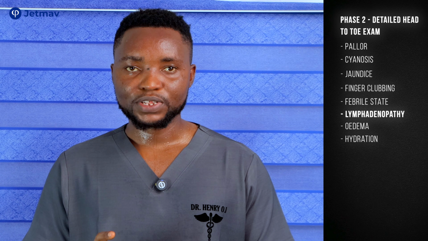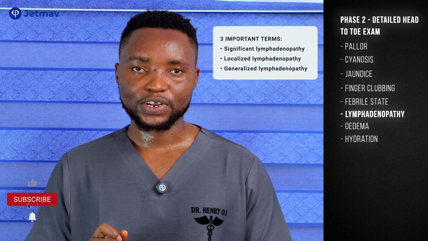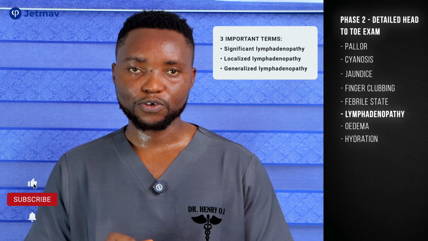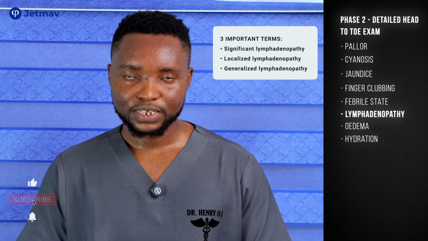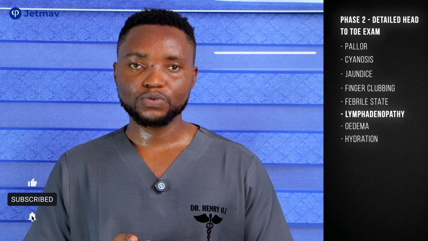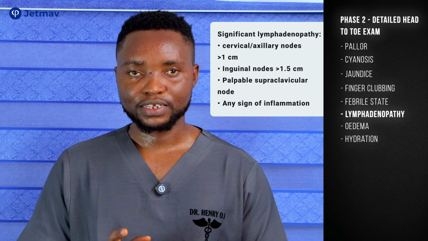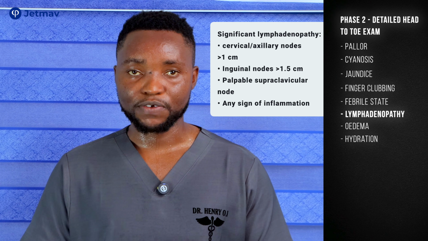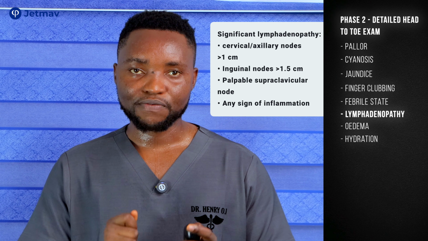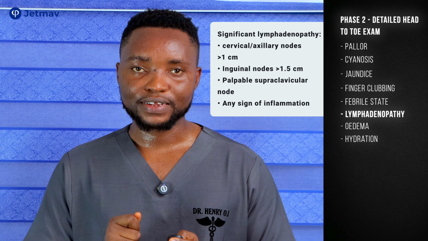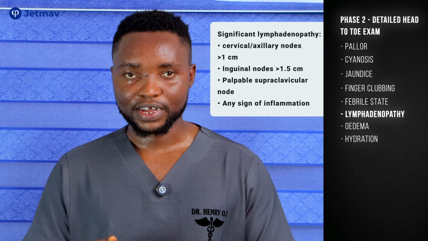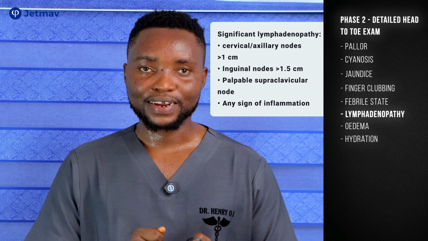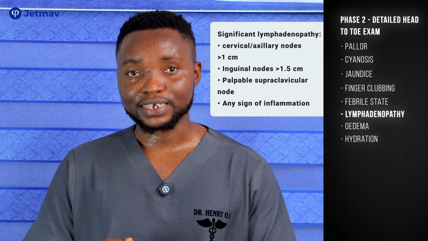So then there are three important terms you need to understand when talking about lymphadenopathy. We have significant lymphadenopathy, localized lymphadenopathy, and generalized lymphadenopathy. When we say we have significant lymphadenopathy, it means the following points have been observed. One, if the cervical or the axillary nodes are greater than 1 cm, then we'll say it is significant. If the inguinal nodes are greater than 1.5 cm, then we'll consider it significant.